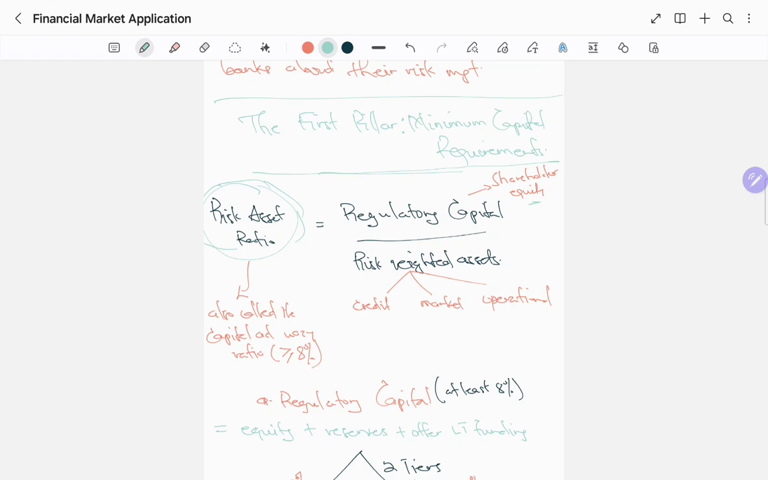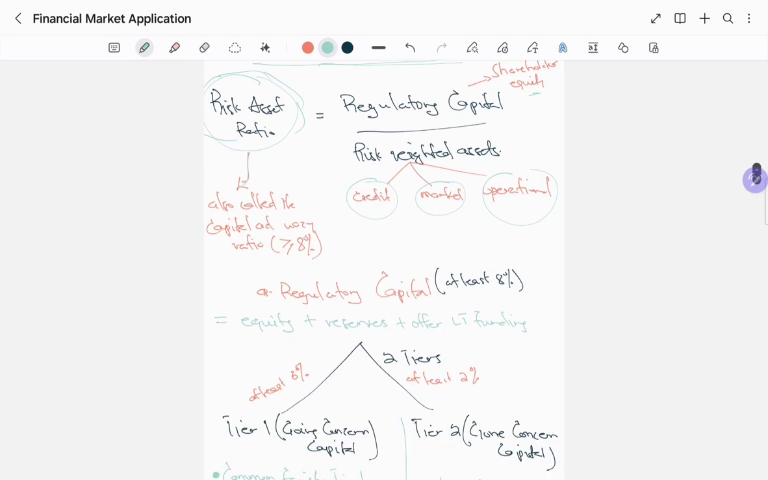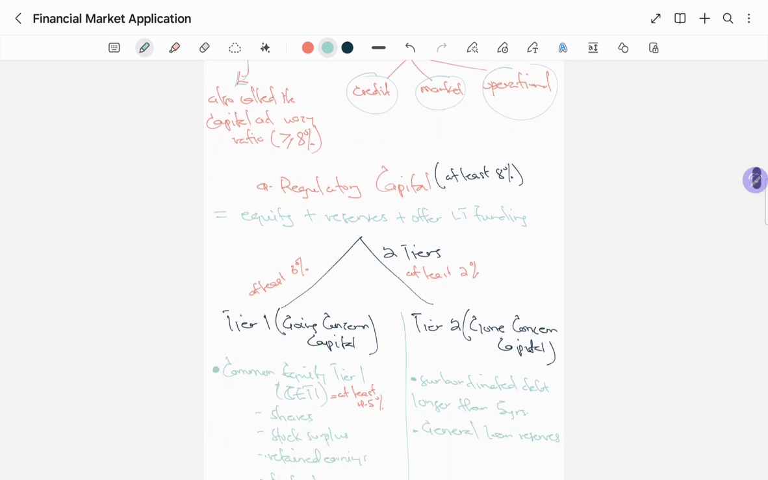Now, the risk in the various assets is put under credit, market, and operational risk, like we saw above. This ratio, per the Basel Framework, is supposed to be at least 8%. So now let's pick each of these components and walk through them.